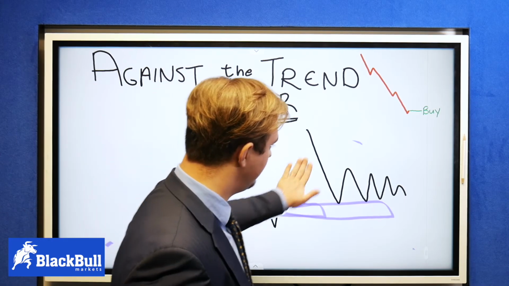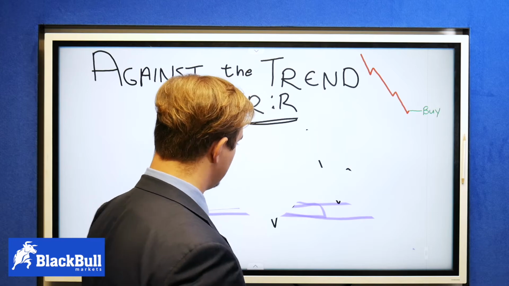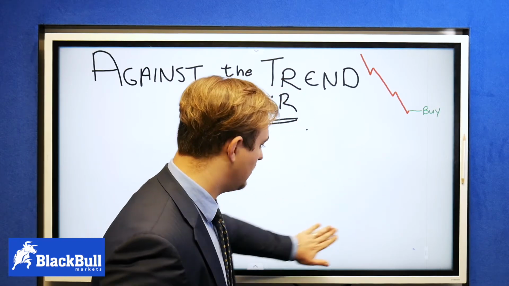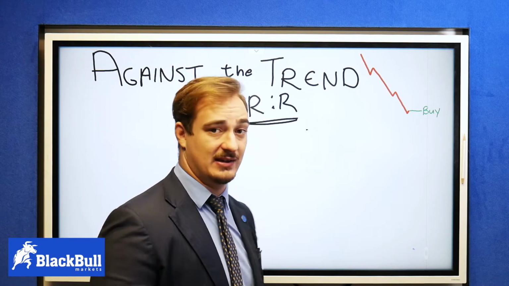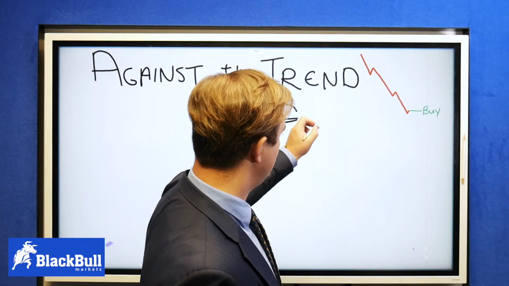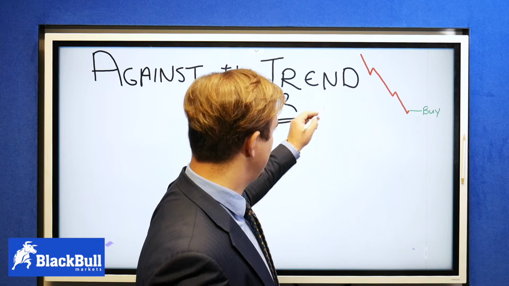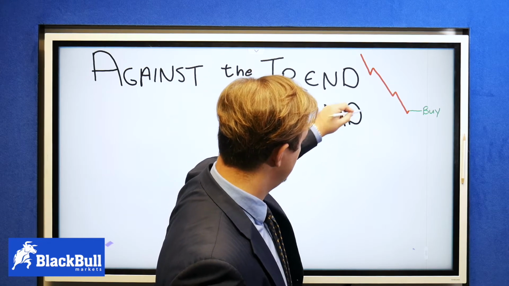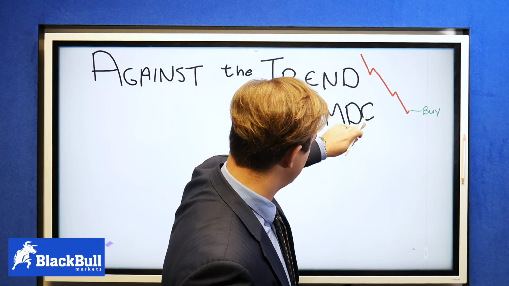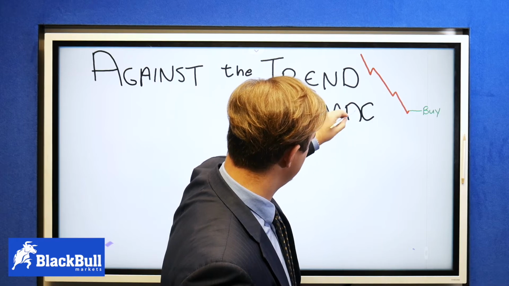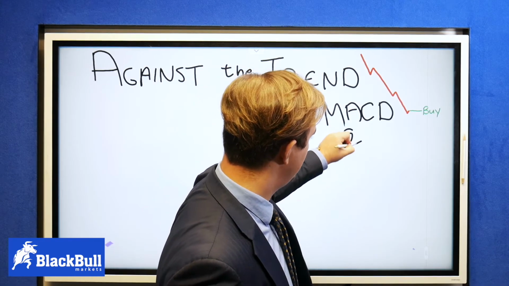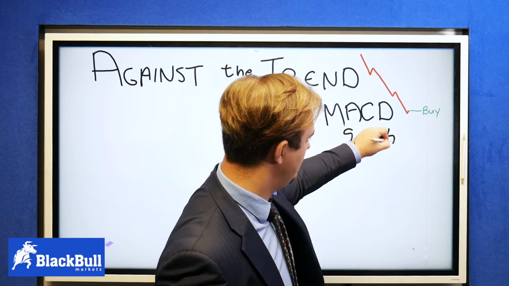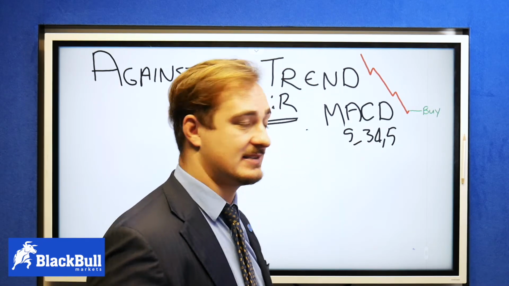Now, I know also a very popular thing to use for trend reversal trades is a divergence setup. So you can either have a MACD or a stochastic. Generally speaking, for my MACD, this is an indicator that I use for trend reversals. The settings I have for that MACD are 5, 34, 5.